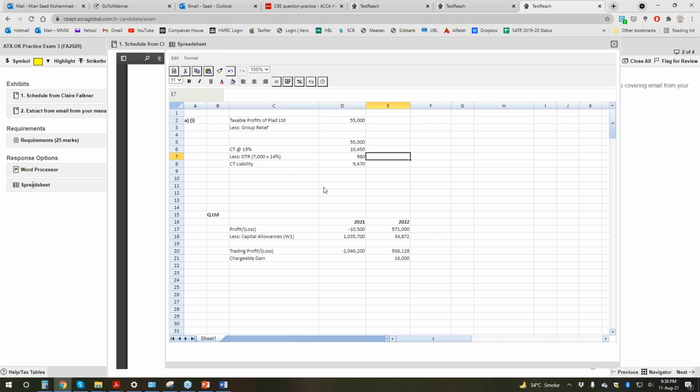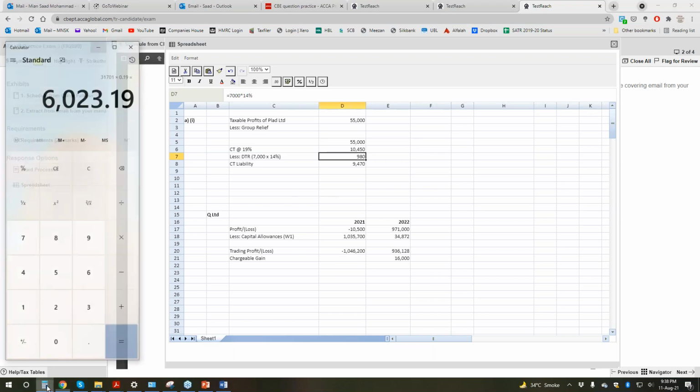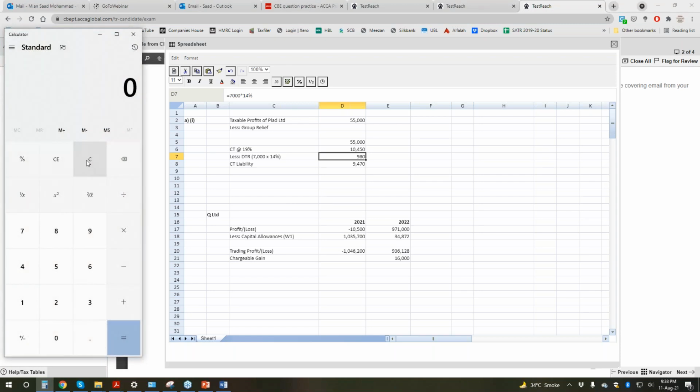Why do I want to do this? Because Claire has requested me not to waste this 980 benefit. So I have way more losses than 55,000, but I cannot deduct the complete 55,000 losses. Otherwise my 980 advantage will be gone. So a very easy trick for that is to consider how much tax you want to leave exactly. It's 980. So now you have to calculate what the profits should be, on which when you apply 19%, the answer should come to 980. So consider this as 19%, okay, and multiply it by 100%.